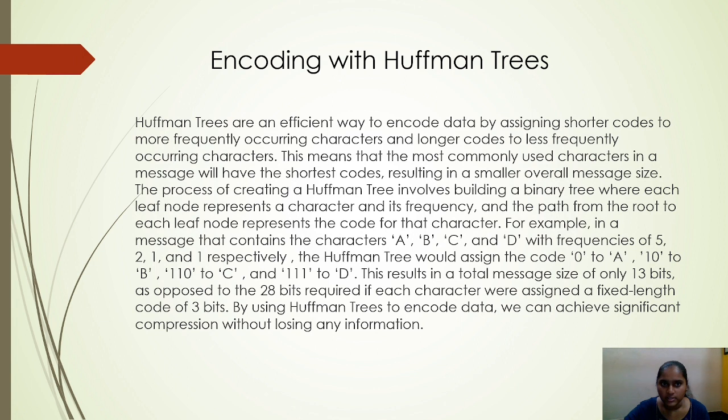Encoding with Huffman trees. Huffman trees are an efficient way to encode data by assigning shorter codes to more frequently occurring characters and longer codes to less frequently occurring characters. This means that the most commonly used characters in a message will have the shortest codes, resulting in a smaller overall message size.